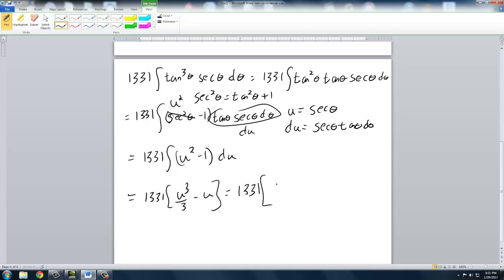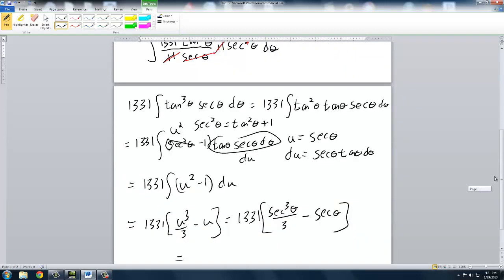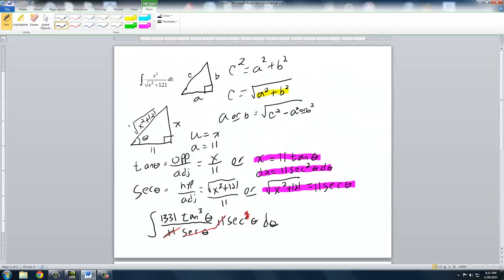Which is equal to 1331 times, what is u? u is secant theta. Secant cubed theta over 3 minus secant theta. But we want our problem to be in terms of x's, not thetas. So we need to know what secant theta is. Secant theta is hypotenuse over adjacent. We have it right here, actually. Secant theta is the square root of x squared plus 121 over 11. So we'll just do that substitution.